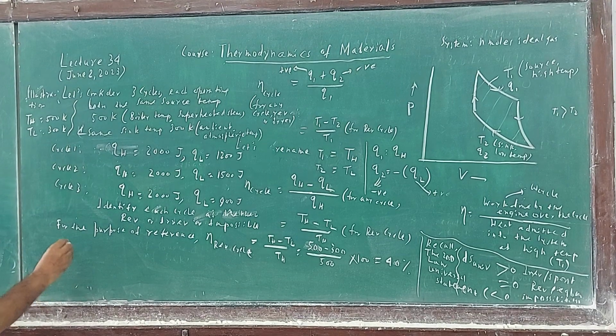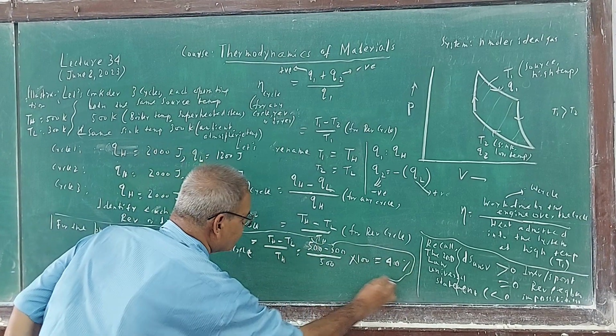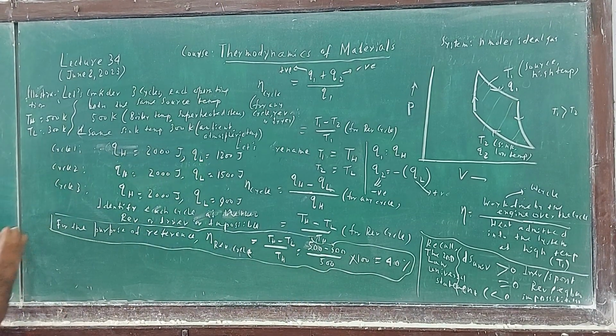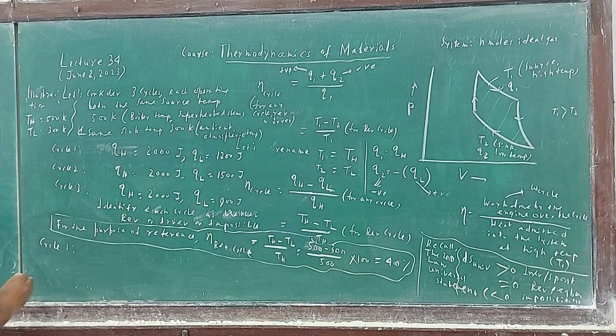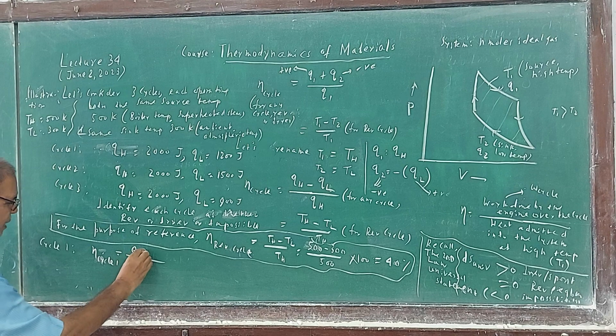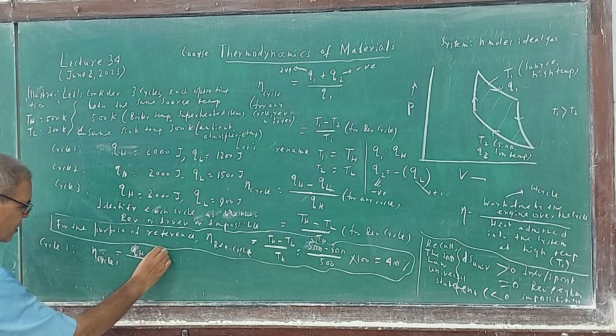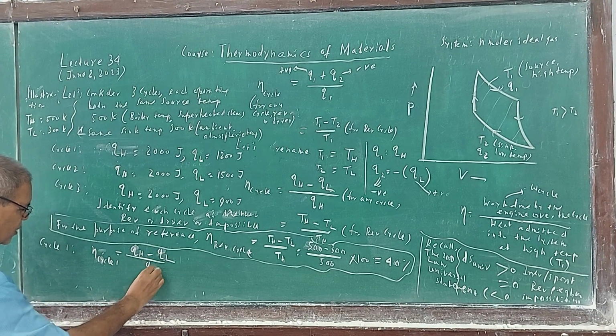Start now with cycle 1. We have got the idea: it cannot exceed 40%, the reversible maximum. So start cycle 1. For any cycle, go by efficiency equals QH minus QL by QH. Q is capital or small, it does not matter.